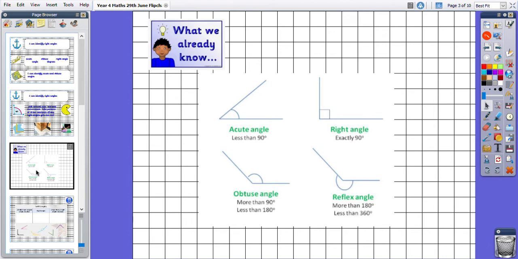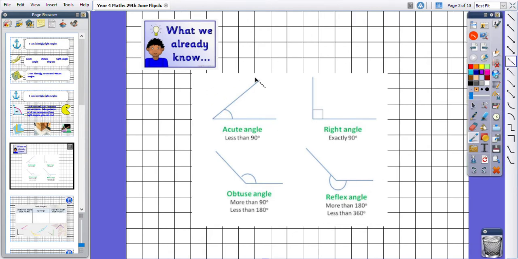Okay then, so what we already know. We know that a right angle is exactly 90 degrees and it looks like a corner of a shape. You should know that because for our anchor task you have just been identifying right angles. An acute angle is less than 90 degrees. So here is a right angle. Any angle that is less than 90 degrees is an acute angle.